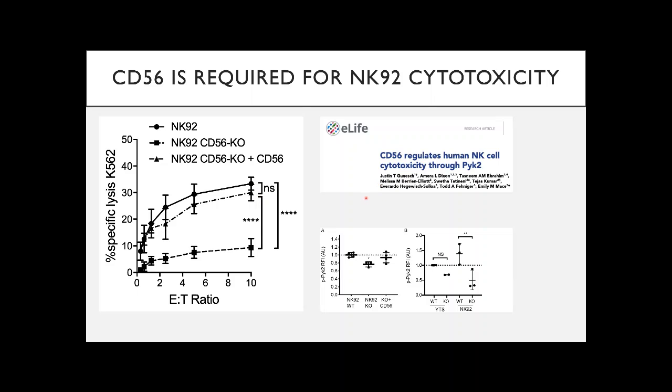Without getting into too many of the details, what we found was that this seemed to be regulated through PYK2, or protein tyrosine kinase 2. In the CD56 knockout cells, we found decreased phosphorylation of PYK2, which was restored upon the re-expression of CD56. And we tested this with a couple different NK cell lines. We found that CD56 was important for cytotoxicity in the NK92 line, but not in the YTS line. And then we think this is related to the usage of PYK2 by these two cell lines for cytotoxicity.